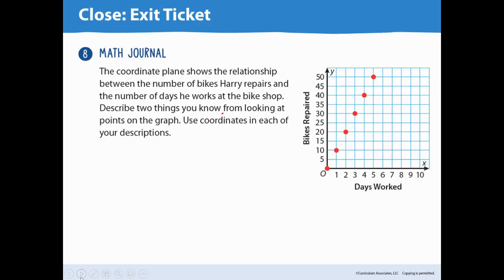And then number 8, the coordinate plane shows the relationship between the number of bikes Harry repairs and the number of days he worked at the bike shop. Describe 2 things you know from looking at the points in the graph. Use coordinates in each of your descriptions. So, guys, this could be as simple as, in one day, Harry repaired 10 bikes. And we know that maybe in 3 days, he repaired 30. And you can go on and go forth there. You can also talk about just the labels here, even though it says talk about the ordered pairs. Just anything that you notice about the graph that we've gone over, you can write that down.